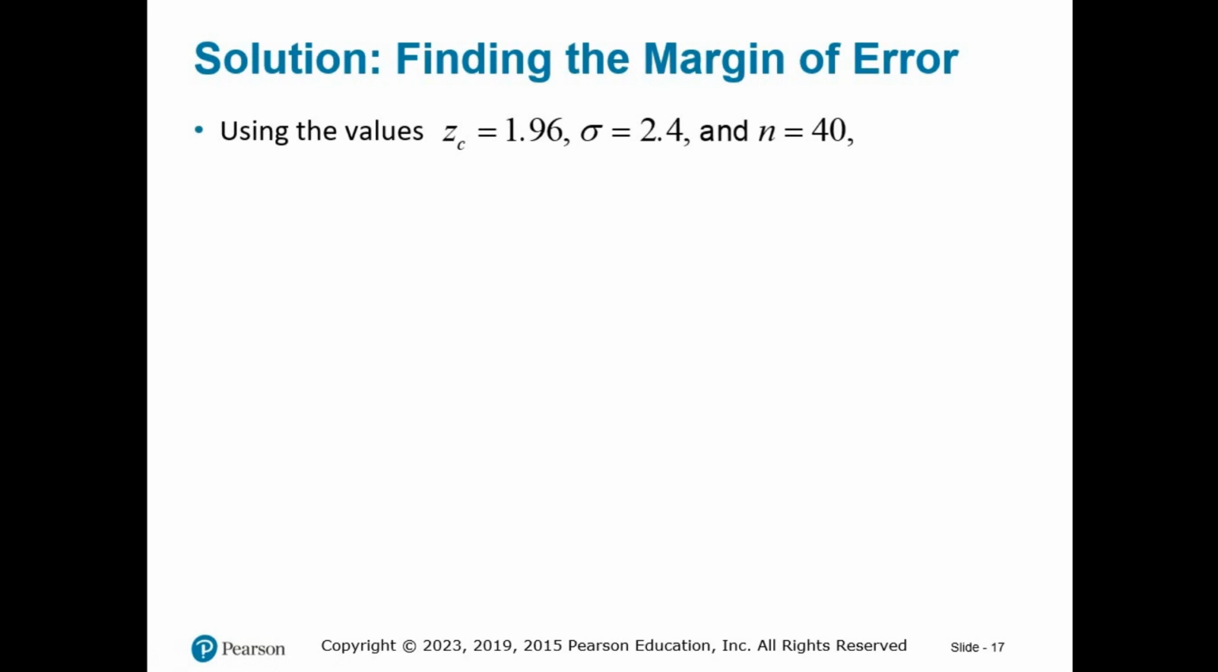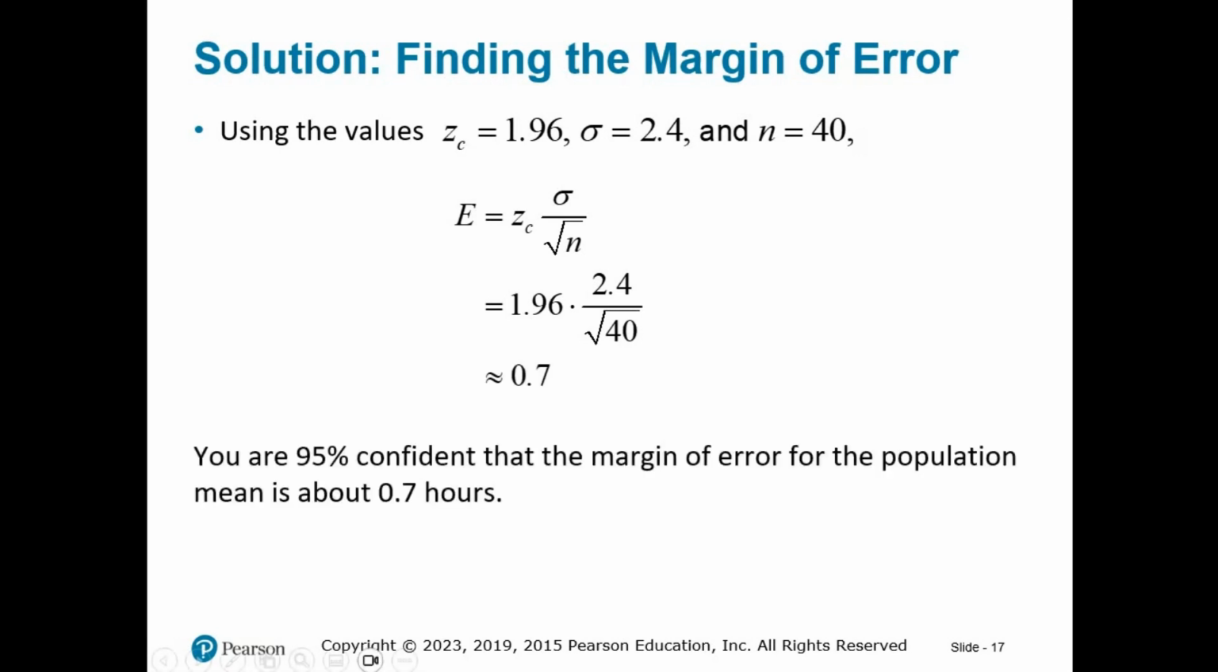We need the positive z sub c, so 1.96. We need the population standard deviation, or sigma, and the sample size, which was 40. So plug the values in and see what you get. You should have gotten about 0.7. The way you can interpret this is that you are 95% confident that the margin of error for the population mean is about 0.7 hours.